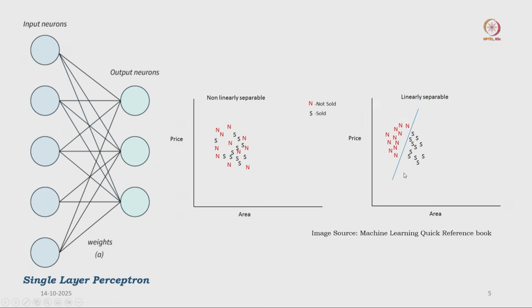There is one major limitation with respect to a single layer perceptron. What is that limitation? It cannot handle non-linearly separable data. So what do we mean by non-linearly separable? Here is the diagram. When we look at this, you cannot separate the two classes with a straight line. So this is non-linearly separable data, and a single layer perceptron cannot handle this.